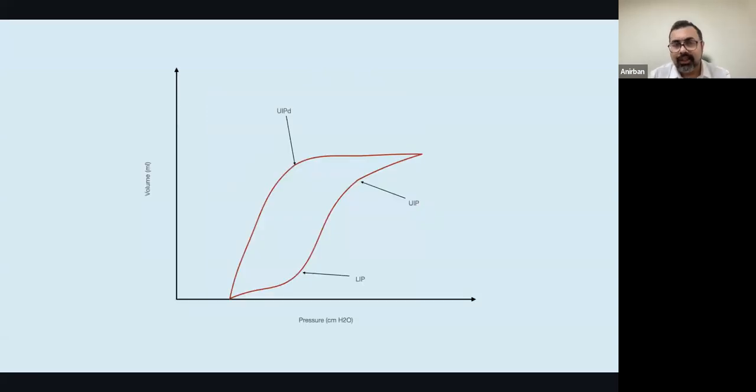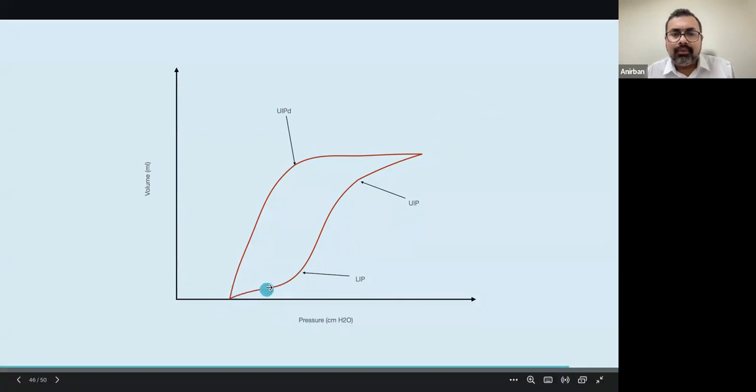Also, we can use this pressure volume loop in setting our PEEP and our driving pressure while ventilating an ARDS patient. However, caution should be exercised that the normal pressure volume loop that we see in our ventilator cannot be used to get this information accurately. This is done by using low flows, and that is something which I want to discuss here.